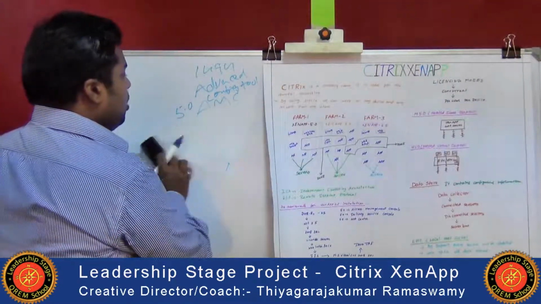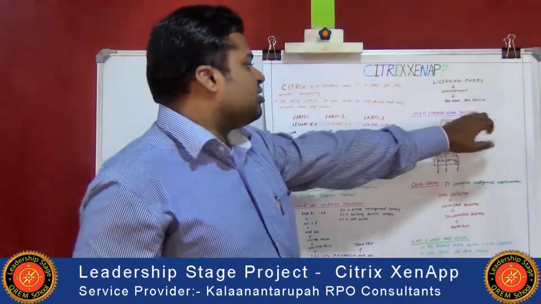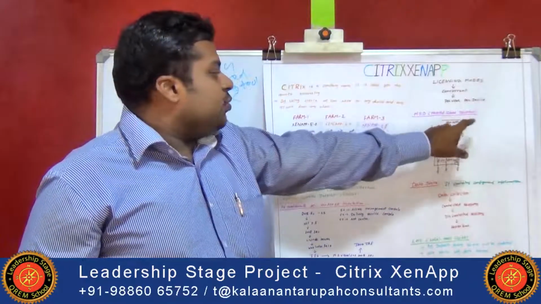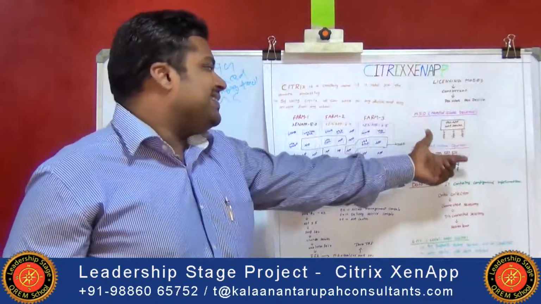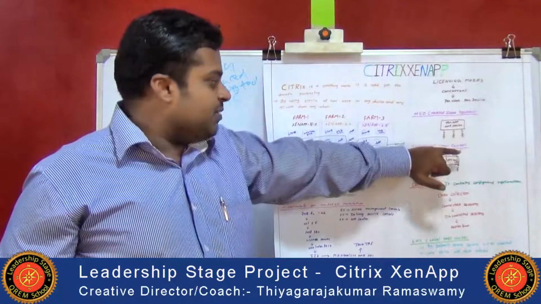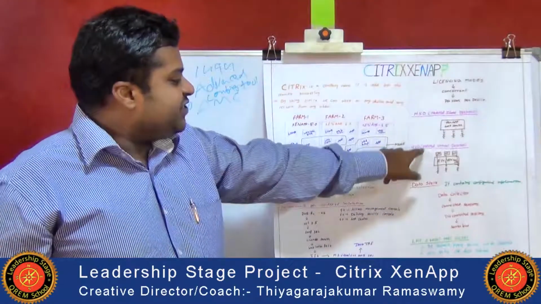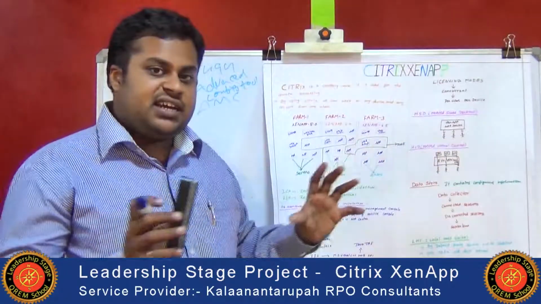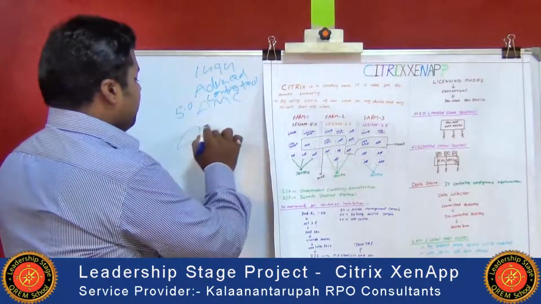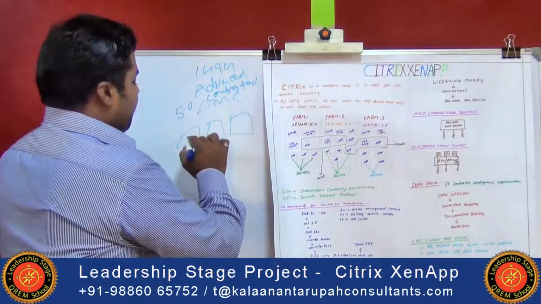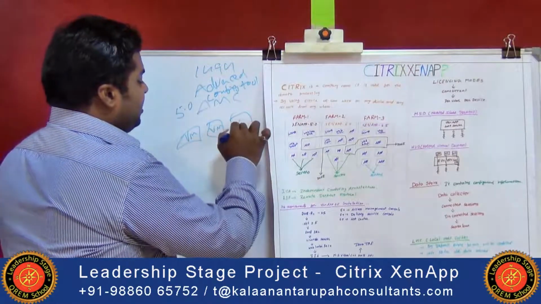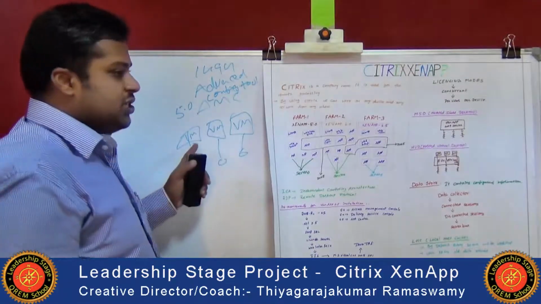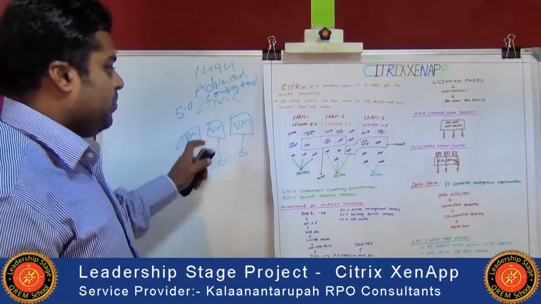Then coming to the hosted shared desktop, we have to install one XenApp server, and from that multiple users are accessing that XenApp server. Coming to HVD, hosted virtual desktop, we have to provide different VMs. Per each VM, we have to provide one user. This is used for the virtual desktop.